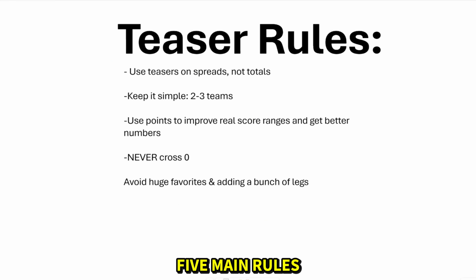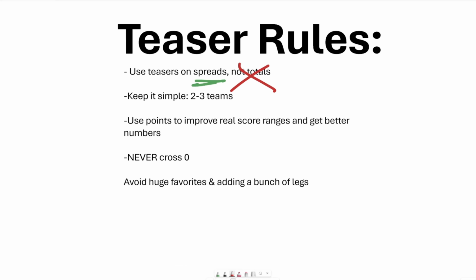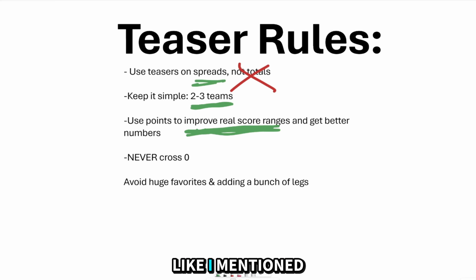So there are 5 main rules that I would follow when you're doing teasers. Use teasers on spreads. Do not use them on totals. Keep it simple. We want to do 2 to 3 teams. The higher risk, the more teams that we add. We want to use points to improve real score ranges and get more favorable numbers. Like I mentioned, especially in the NFL, if you're teasing it to be within a field goal or within a touchdown and you're getting past those key numbers, that's some of the best times to use teasers. You're going to get those better numbers.